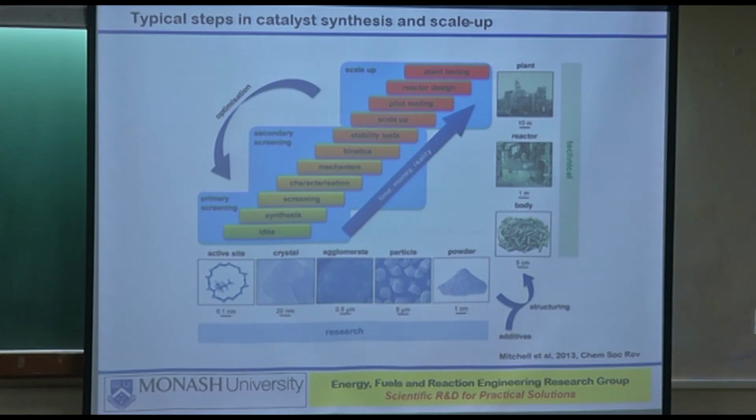So BASF was telling me that for one particular catalyst development, they look at about 20 years of developmental time. Because at any step it can fail, which means they have to go back to the drawing board, find out what the problem is, and then start again, and then do it again. Or discard it all the way.